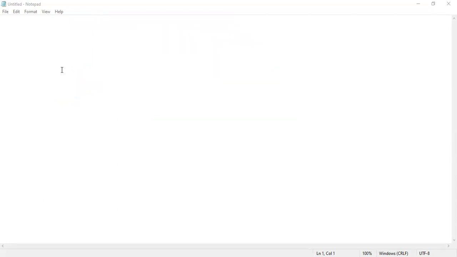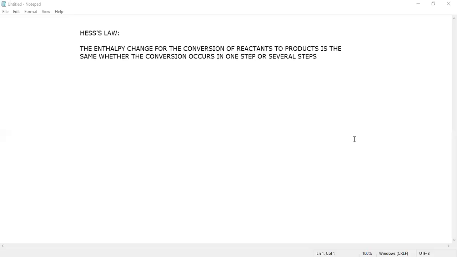So we have Hess law here, which states that the enthalpy change for the conversion of reactants to products is the same whether the conversion occurs in one step or several steps. So Hess law is very useful for studying.